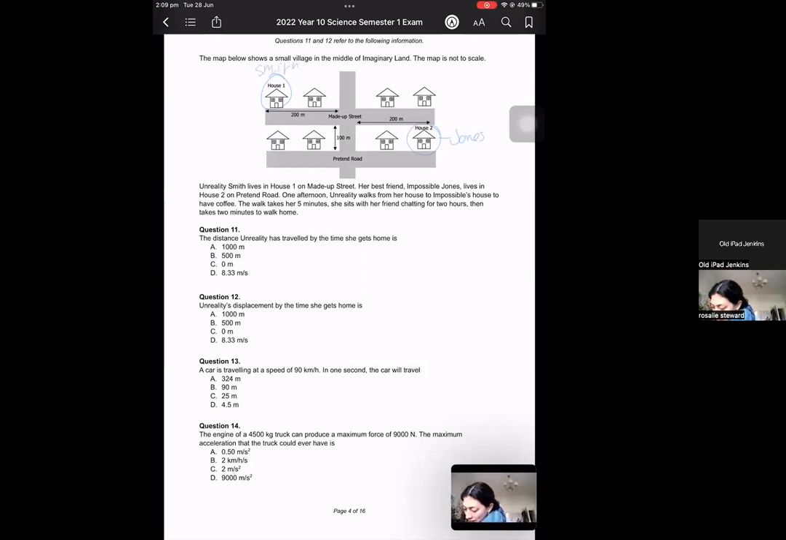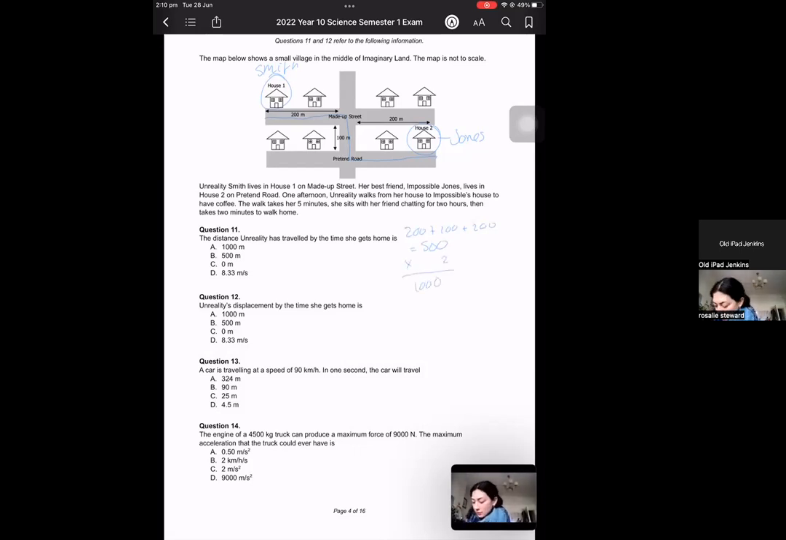One afternoon, Unreality walks from her house to Impossible's house to have coffee. This walk takes her 5 minutes. She sits with her friend for 2 hours, then takes 2 minutes to walk home. Okay, so we're assuming that she's walking along these straight lines. So she's walking along here, here, and here. So there are 3 sections of the road there. So she's walked 200 plus 100 plus another 200. That equals 500. And then she's back home again.